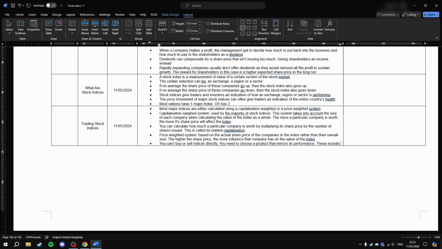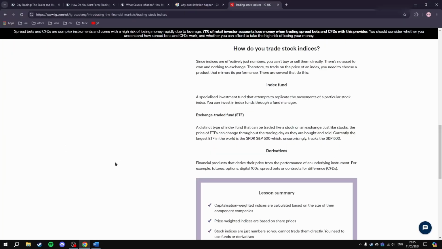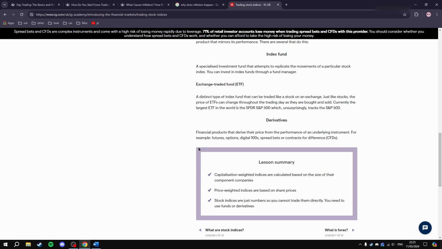These include index funds, a specialized investment fund that attempts to replicate the movement of a particular stock index. You can invest in index funds through a fund manager.